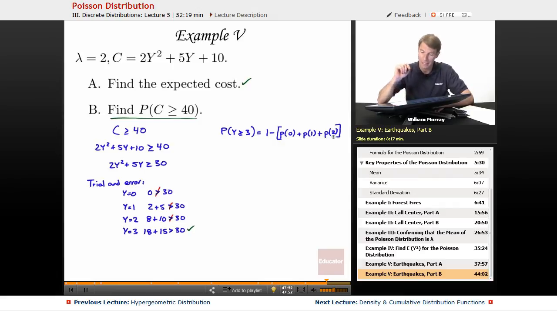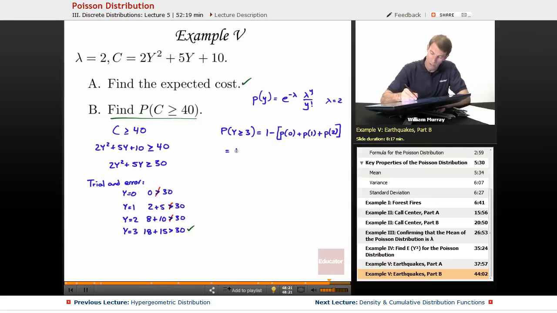And so now I have to actually calculate these probabilities. Let me remind you of the Poisson distribution formula. The Poisson distribution formula tells me that P of y is equal to e to the negative lambda times lambda to the y over y factorial. And in this case, our lambda is equal to 2. So that e to the negative lambda is going to be constant for all these terms. This is 1 minus e to the negative 2. That's the constant part. Now I'm going to fill in the different values of y with 2 being lambda.